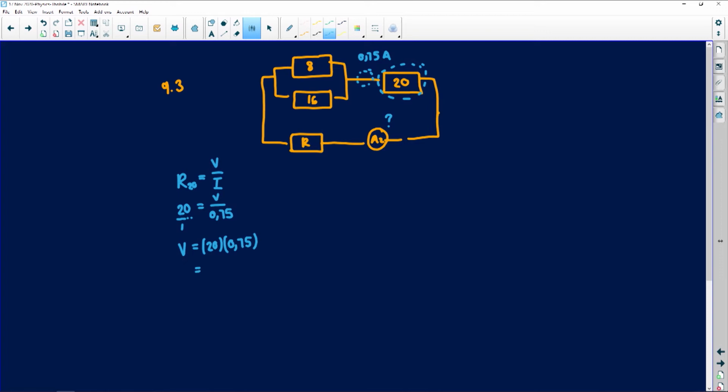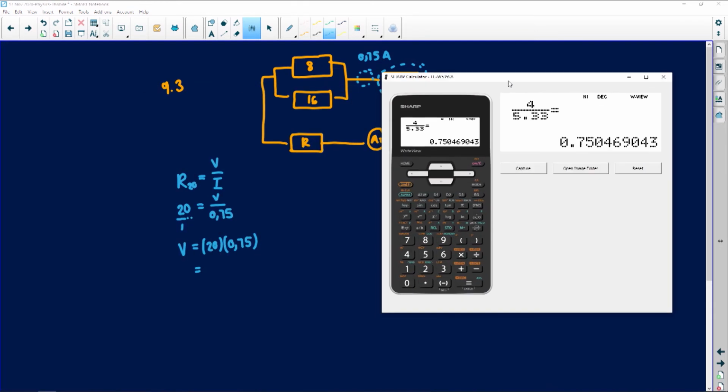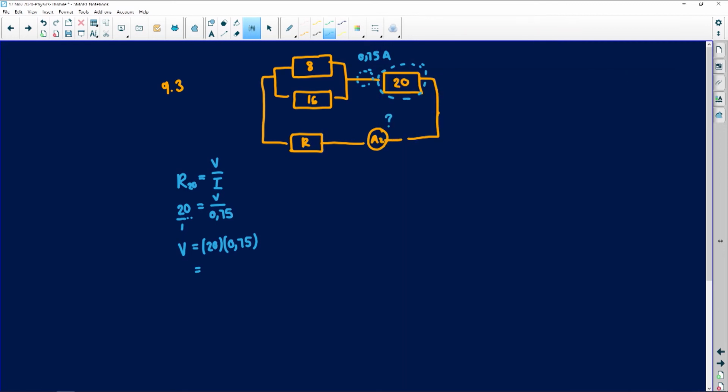So let's see what my potential difference is here. So I can just say that times 20 then gives me 15 on the dot. Remember, to 2 decimal places. So my potential difference for the 20 ohm resistor gives me 15, and the SI unit for potential difference is then a capital V. However, we are not done, right?